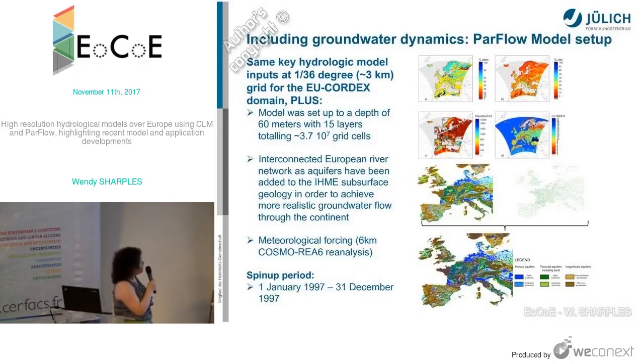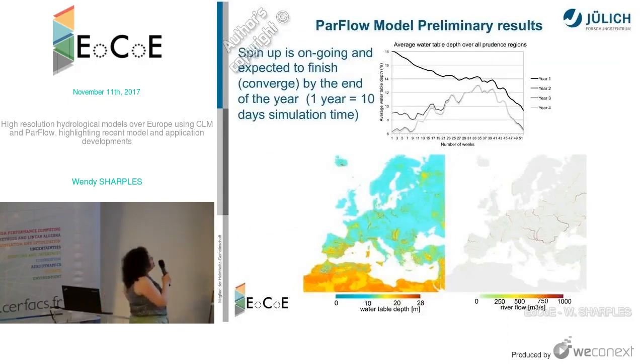And we use the same meteorological forcing, and at the moment we're running spin-up for the period of 1st of January 1997 to the 31st of December 1997. The spin-up is ongoing and expected to converge by the end of the year. It's quite costly to run ParFlow: 1 year equals 10 days simulation time. Here I've shown the water table depth and the river flow for year 4 in the month of January.